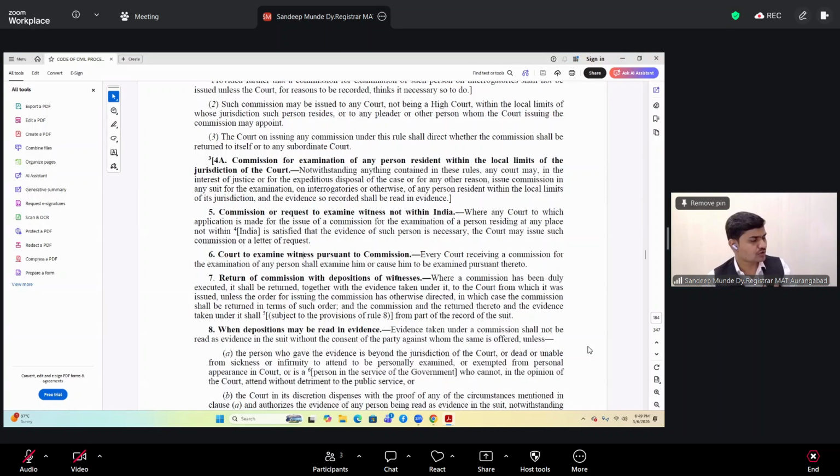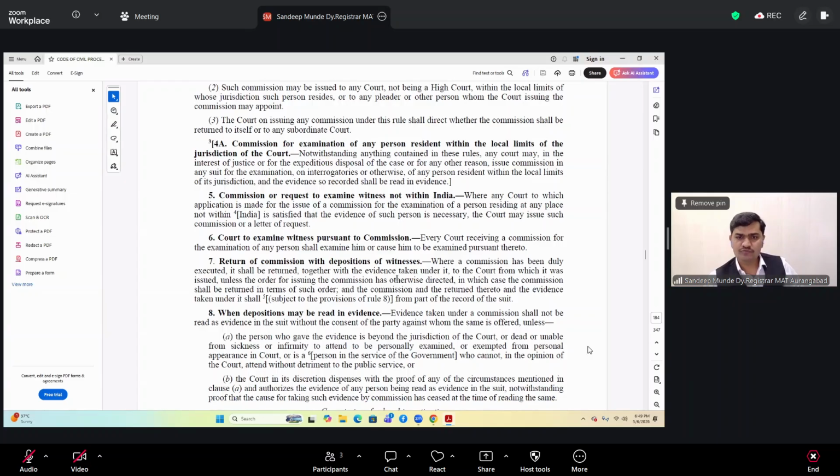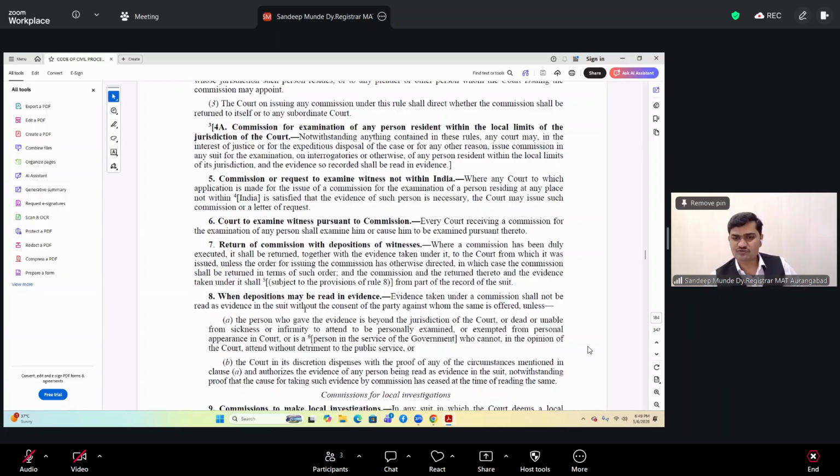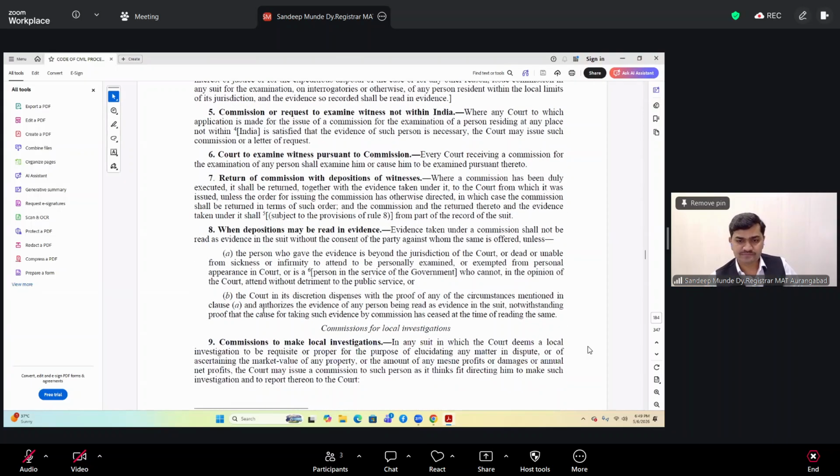Once the court issues the commission for the examination, he may come with the depositions as well. Whatever directions are given by the court are required to be followed by that commission, and once it has been completed, it will be read into the evidence with permission of both the parties.